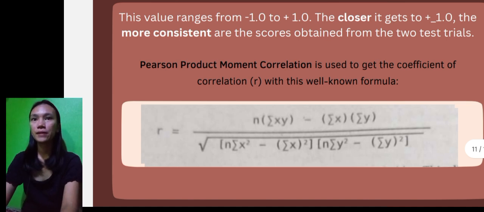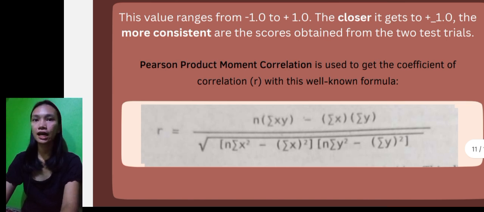So the meaning of the equation is: R is the Pearson correlation coefficient, which ranges from positive 1 to negative 1. N is the number of paired observations or data points, the summation of the product of paired values x and y, and the summation of all x values, over the square root of the summation of the squares of x values and the summation of the squares of y values.